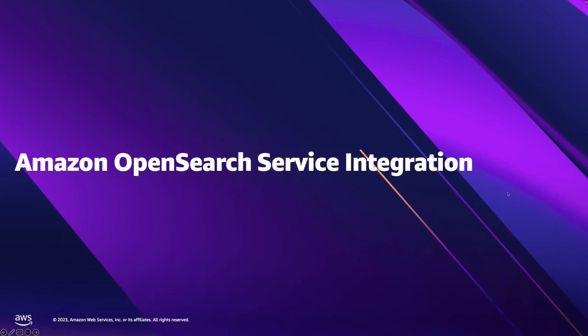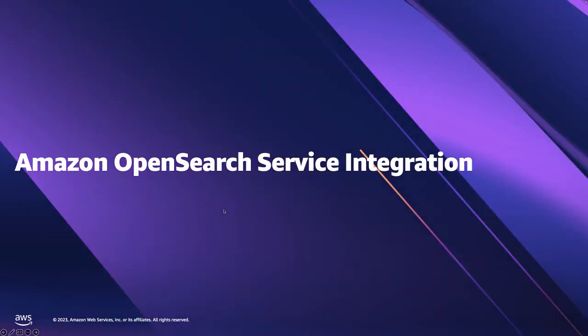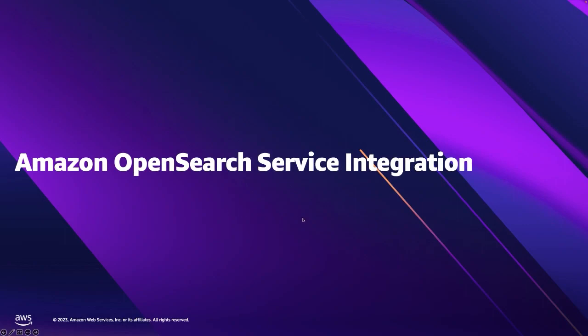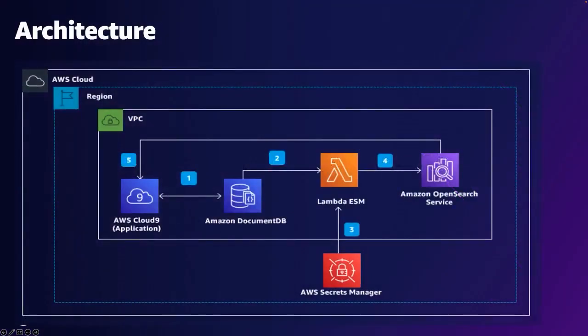Okay, so I will be talking about OpenSearch service integration with DocumentDB using ESM. As Saurabh mentioned, the Lambda ESM launch simplifies data streaming from Amazon DocumentDB to other AWS services. Here, I will demonstrate how you can use Lambda functions to stream your DocumentDB data changes in near real time to the Amazon OpenSearch service index. And then OpenSearch can index and run fuzzy full text searches and semantic search queries.